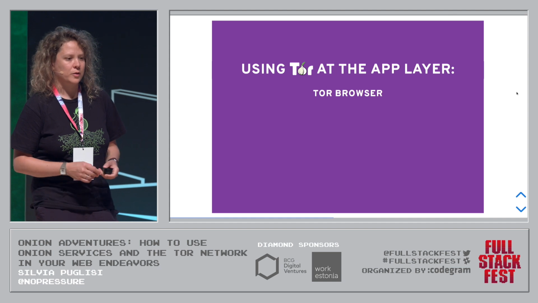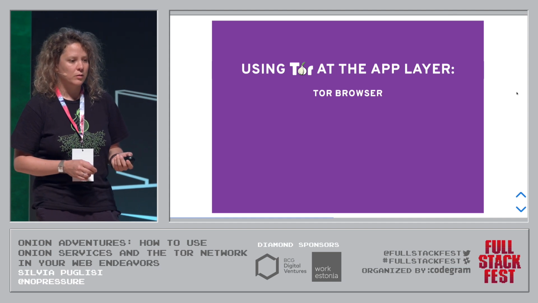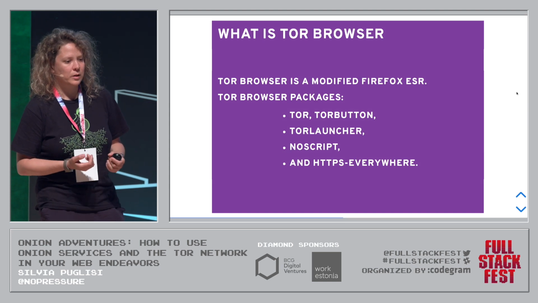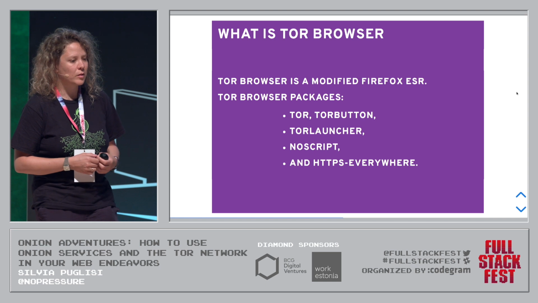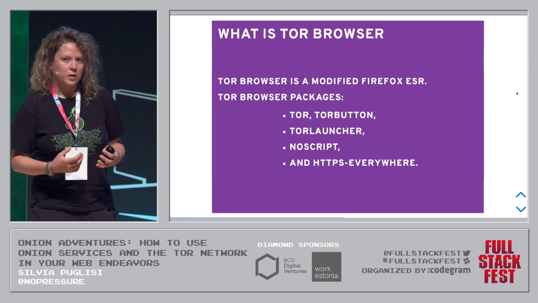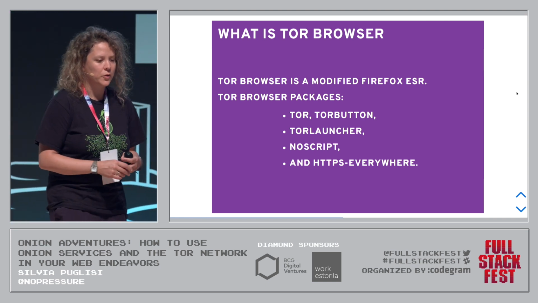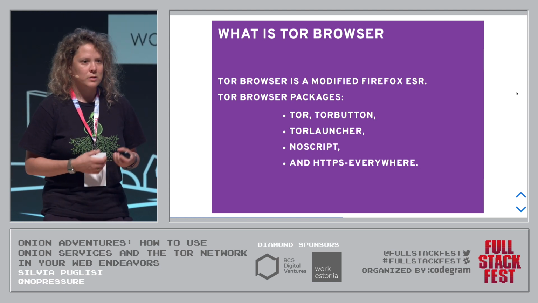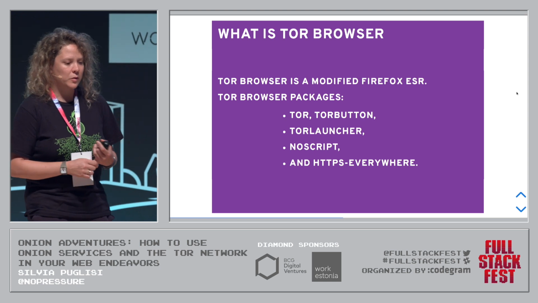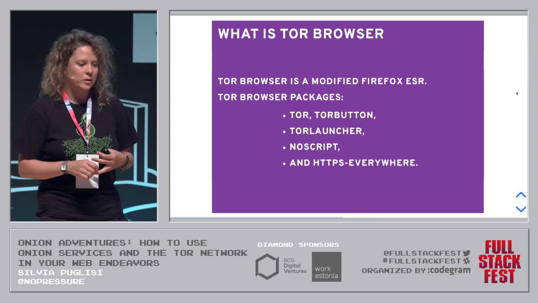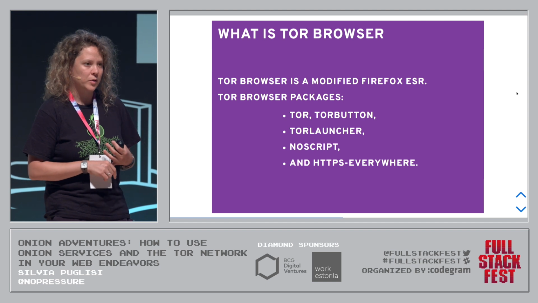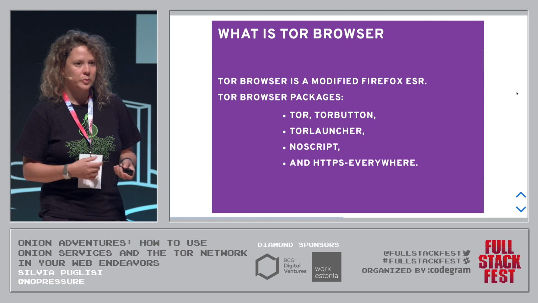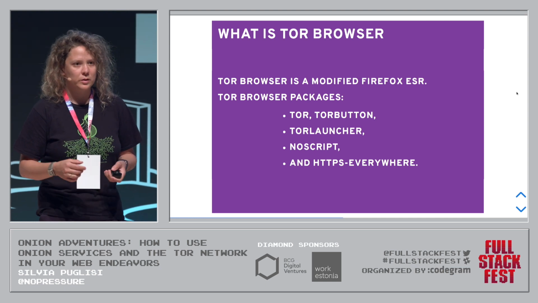The application layer of the Tor network is the Tor Browser. So the Tor Browser basically is a Firefox that is modified, a package with some software that starts Tor and provides some privacy and security properties. This software is exactly Tor, Tor Launcher, Tor Button, but also NoScript and HTTPS Everywhere. So NoScript is actually an extension that blocks some kind of JavaScript in certain situations.